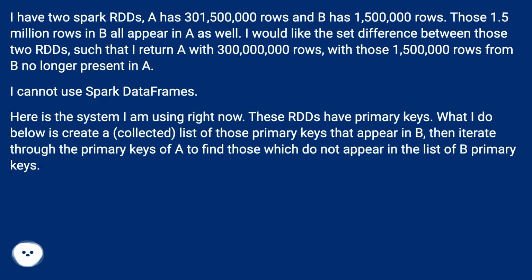I cannot use Spark DataFrames. Here is the system I am using right now. These RDDs have primary keys. What I do below is create a collected list of those primary keys that appear in B, then iterate through the primary keys of A to find those which do not appear in the list of B primary keys.